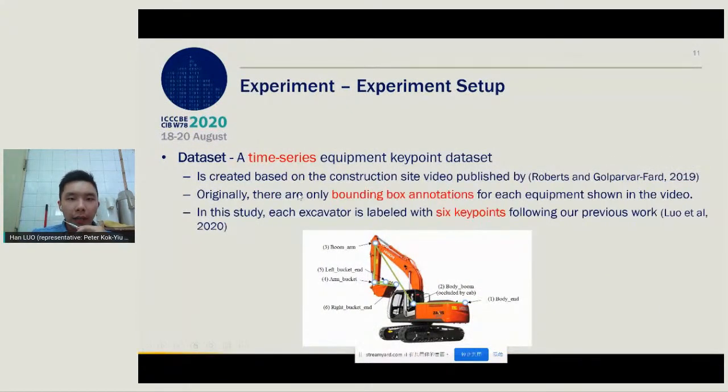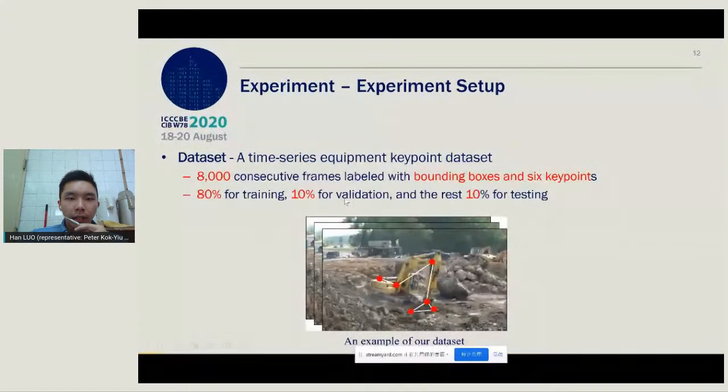For the data set, we have extended the data set of a previous study by supplementing 6 key points, as shown here. This is our previous journal work with the key points divided at the joints of the excavator. Then we labeled it for our training and testing. Particularly, we have 8,000 frames in total, and we isolate 80% for training and then 10% and 10% for validation and testing respectively. So that's the experimental setup basically.